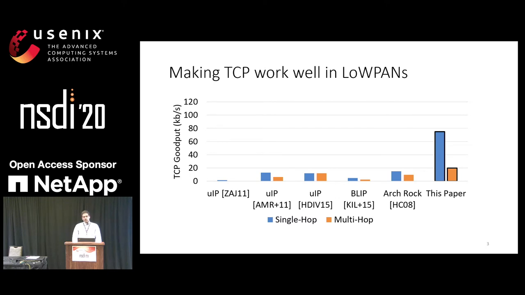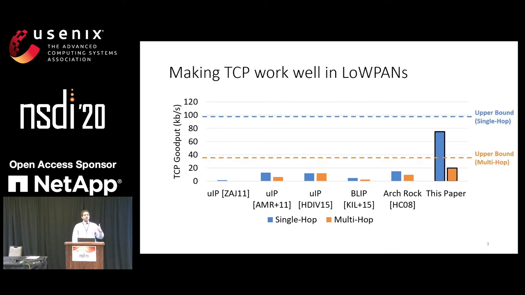And in fact, we can calculate an upper bound based on how fast the radio is able to send out packets and the overheads of headers and ACKs and so on. And our work, in fact, comes pretty close to this theoretical upper bound. So that's a preview of our work.